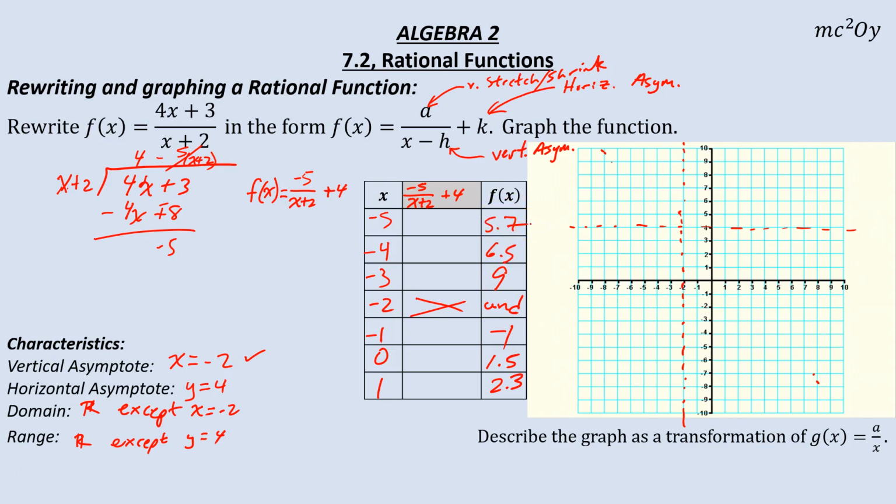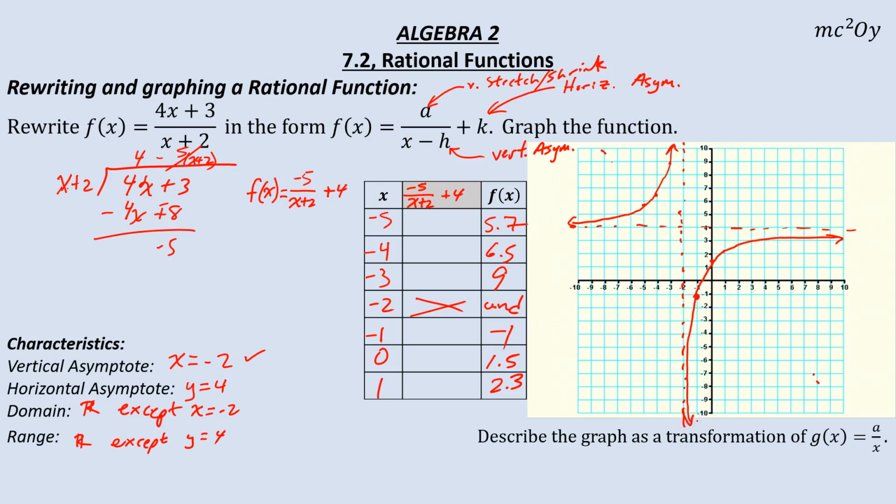Obviously I've dealt with these already, but we can go through and plot them. We get -5, 5.7. -4, 6.5. -3, 9. So you can kind of see your curve developing. You calculate 10, but it's getting close to that line. And then -1, -1. Oh, excuse me, 0, 1.5. And then 1, 2.3. And once again, doing something like that.